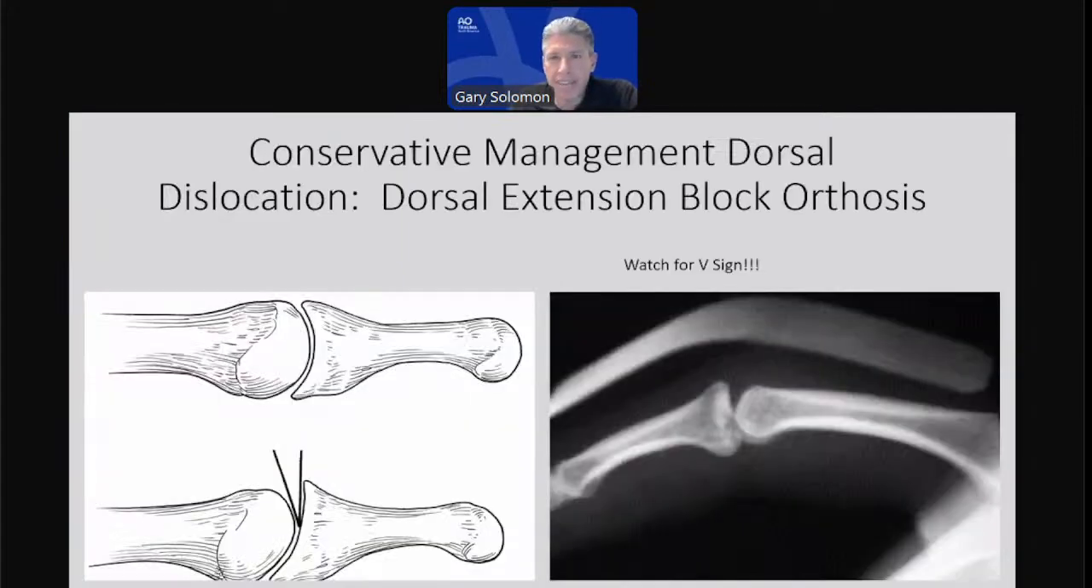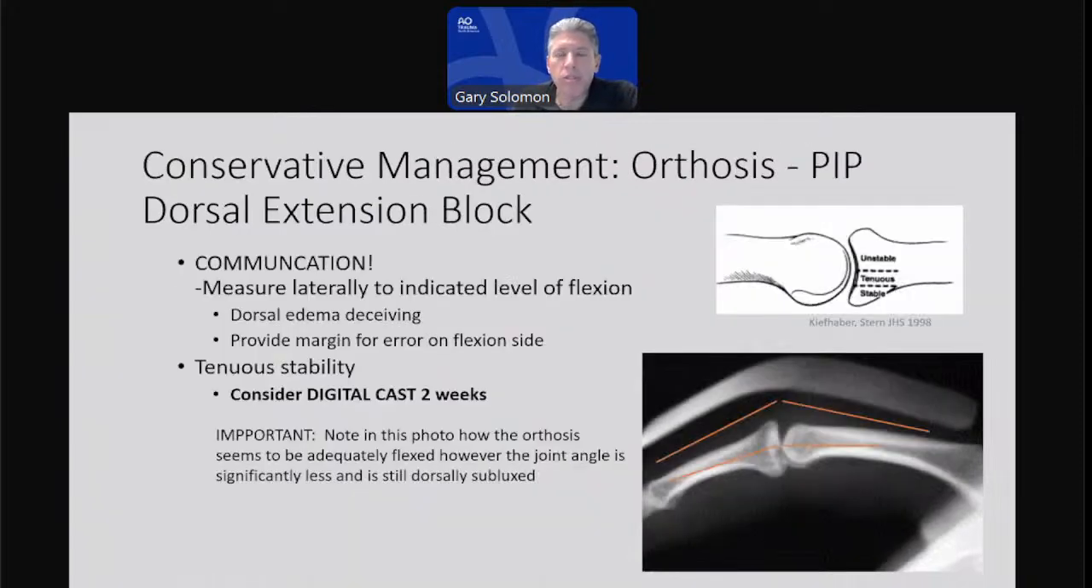We've all shown the V sign several times, and as a therapist, my first encounter with the patient is usually to make some sort of dorsal block for them. It's very important that there's communication between the physician and the therapist, because the angle you want to position the joint in can be very deceiving. That dorsal edema is very deceiving. The joint may look or measure about 30 degrees dorsally, which is the angle you want, but when you look at the true joint angle, it's nowhere near that. I'll show a couple of pictures of that so you can get a better understanding.